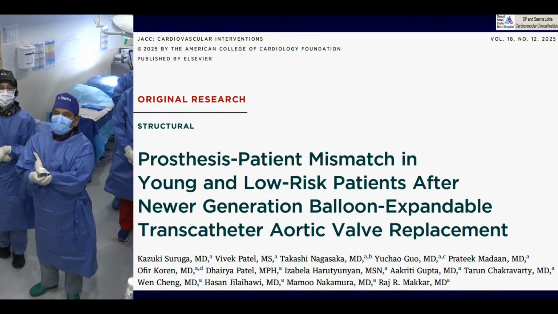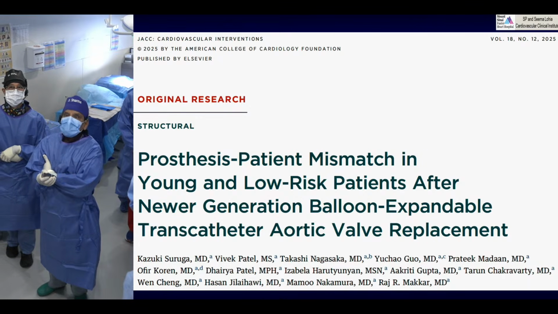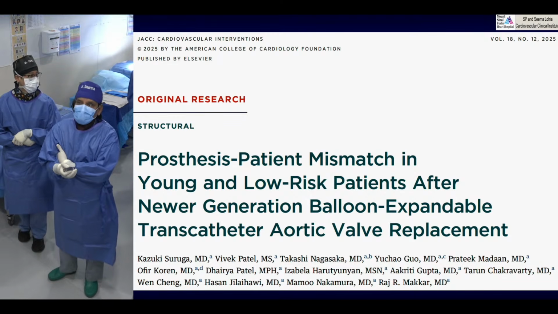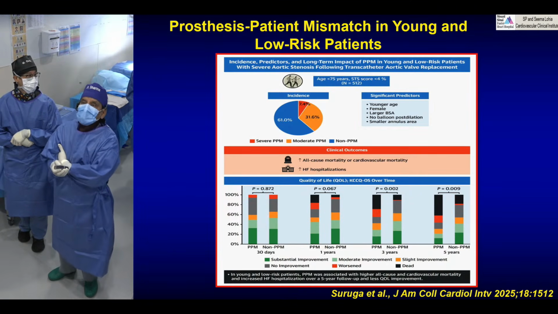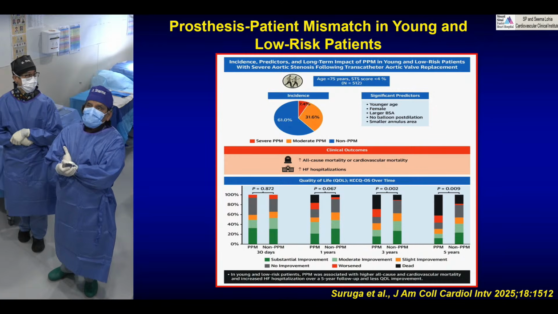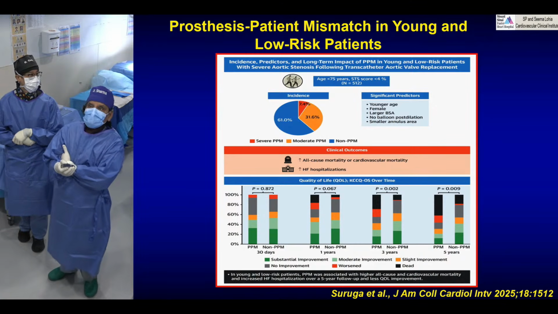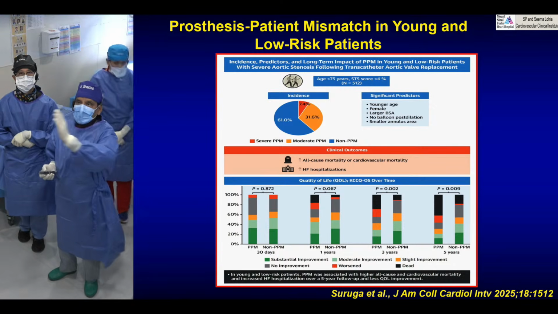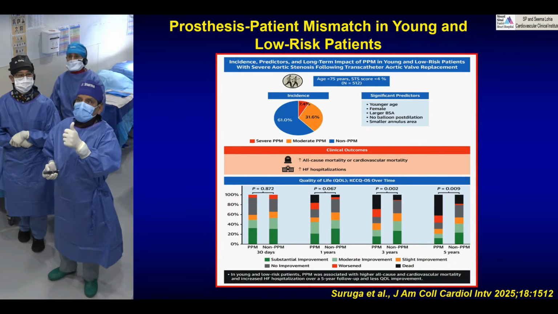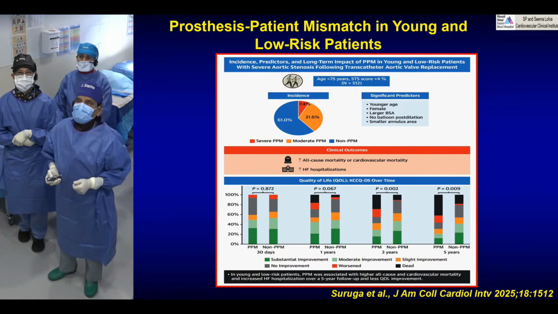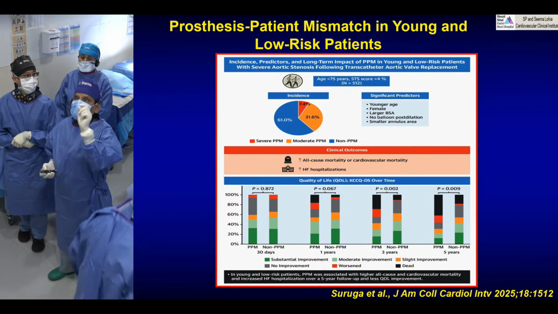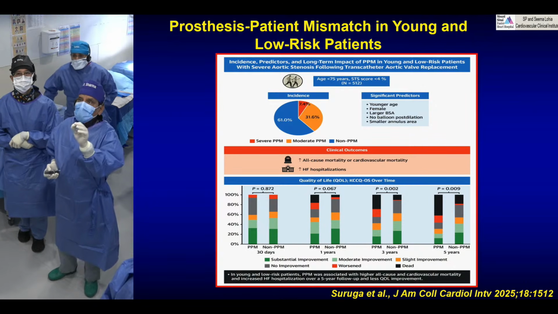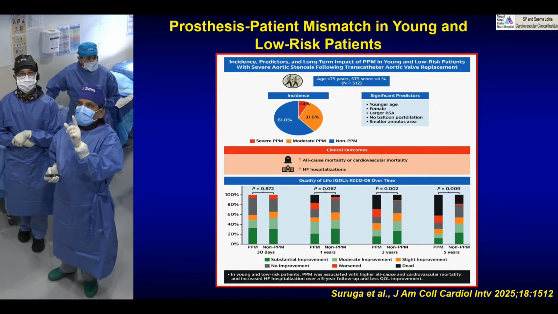Second, we also have a paper from Raj Makkar's group on prosthesis-patient mismatch in young and low-risk patients after balloon expandable TAVR. We learned that severe mismatch occurs in about 7%, moderate about 32%, and it is associated with outcomes: increased all-cause mortality as well as increased heart failure hospitalization. Predictors are young age, female sex, large body surface area, no balloon post-dilatation, and a smaller annular size.